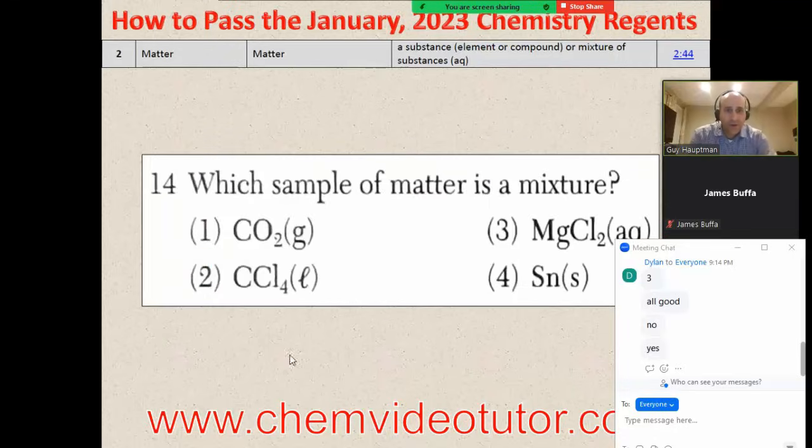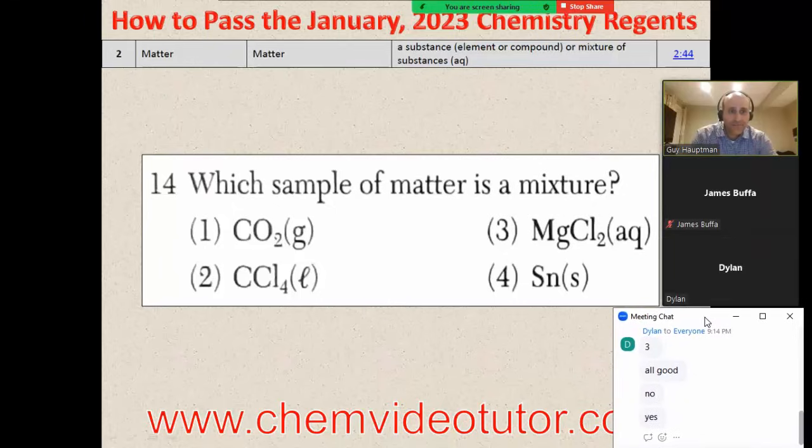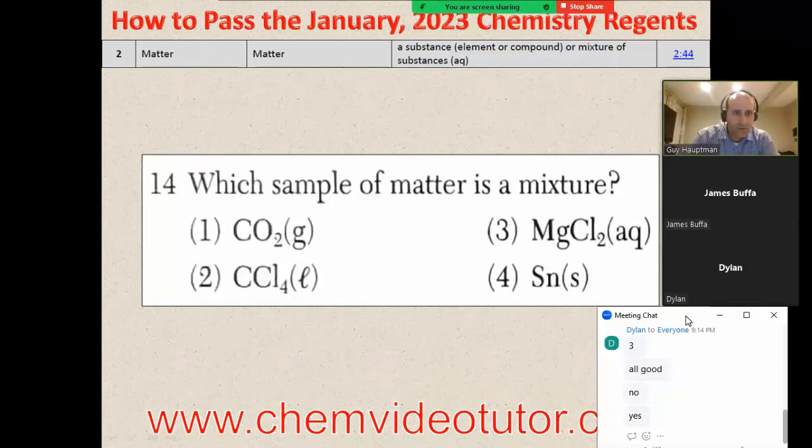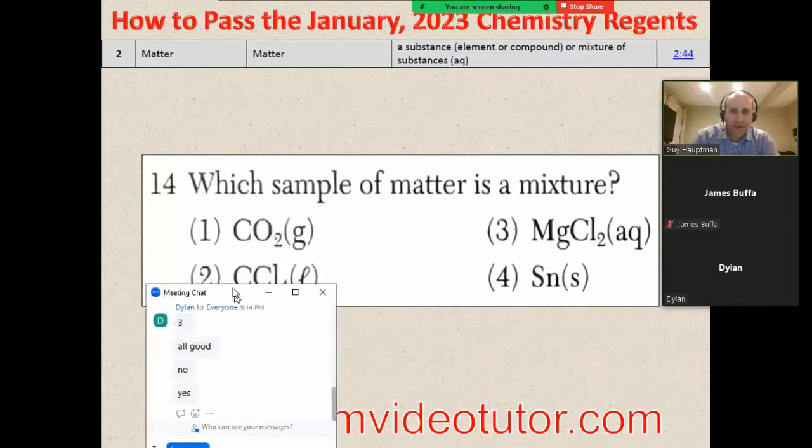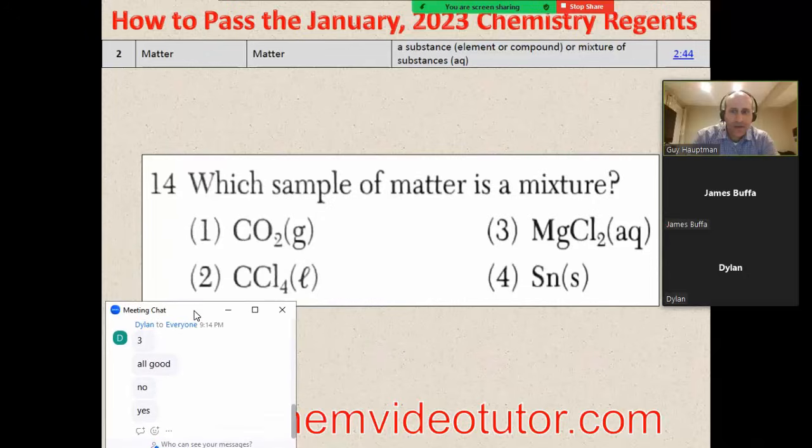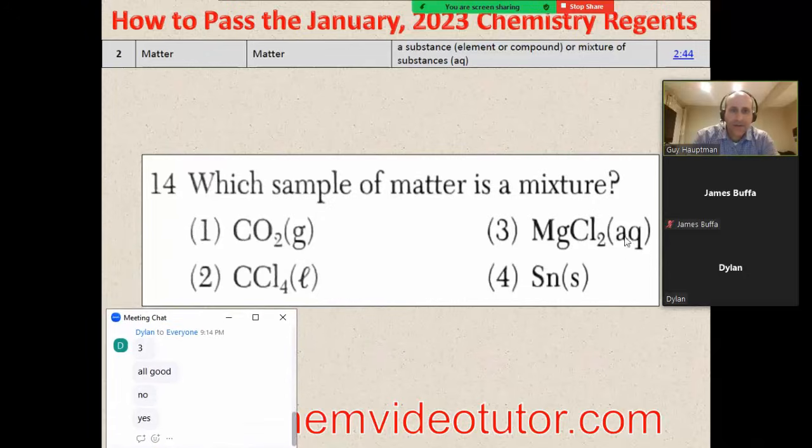All right, here's another question from the January 2023 Regents. So which sample of matter is a mixture? 3. 3 it is. Anything that gave it away? The AQ. The AQ, yes, the AQ, like I showed you right here, is what makes something a mixture, MgCl2 dissolved in water. Very good.